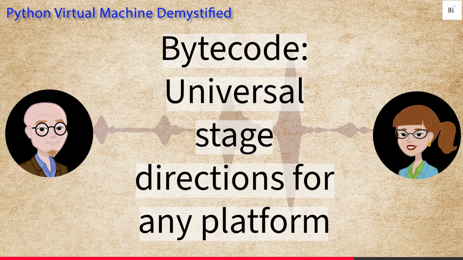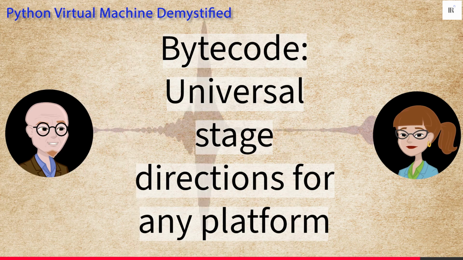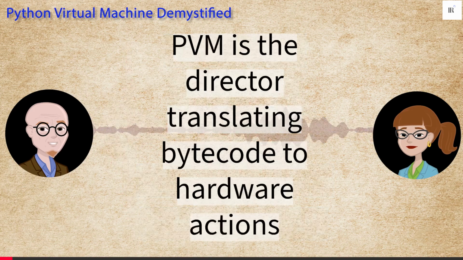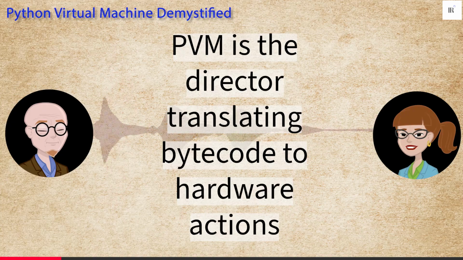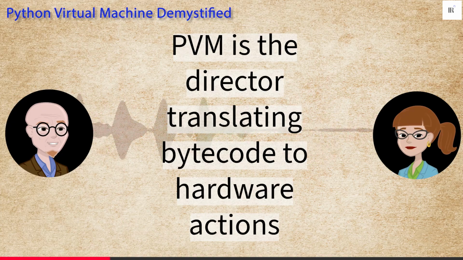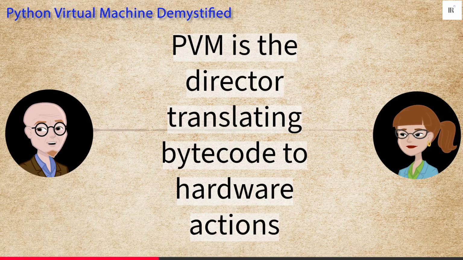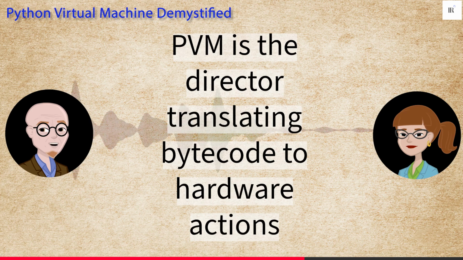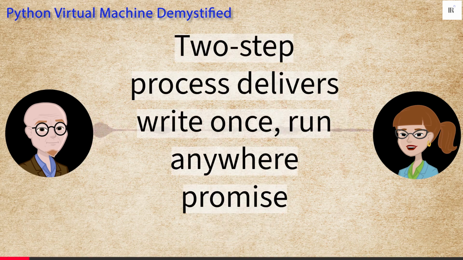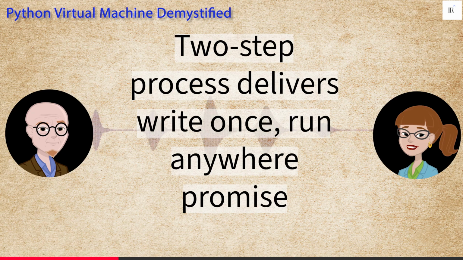Universal stage directions. I like that. Platform independent. That's the key word. It's wonderfully platform independent. Then what happens? Right, so we've got these universal directions. Who's the director? That's where the Python virtual machine, the PVM, steps in. The PVM is absolutely the director for this play. It takes those universal bytecode instructions and interprets them, translating them into concrete actions for the actual hardware and operating system underneath. Okay, so that two-step process, source to bytecode run by the PVM, that's the secret sauce for portability.